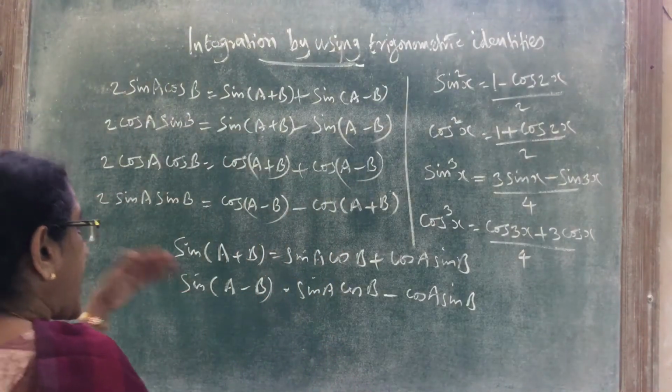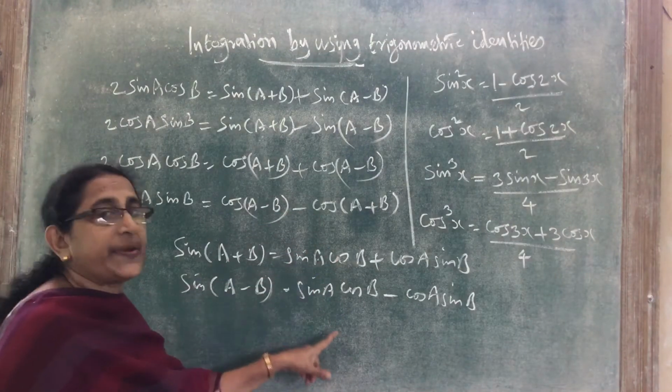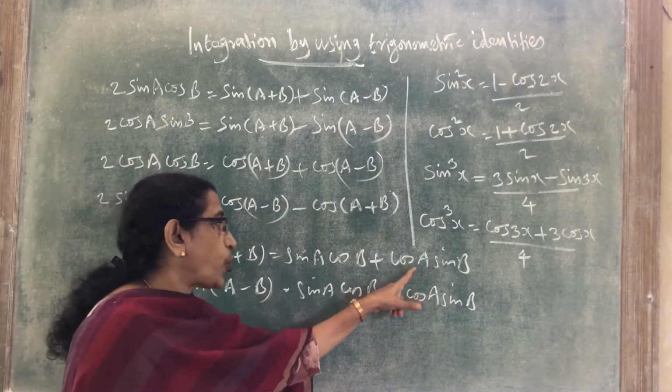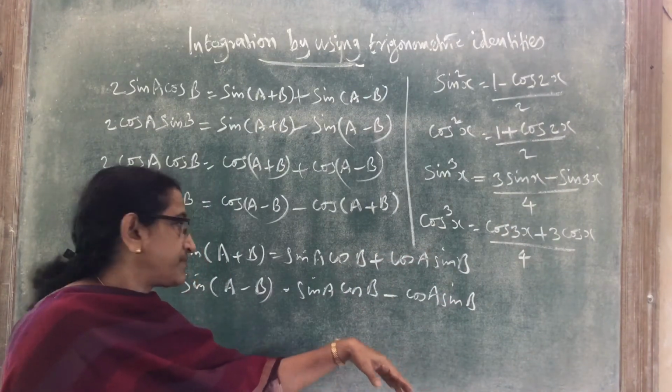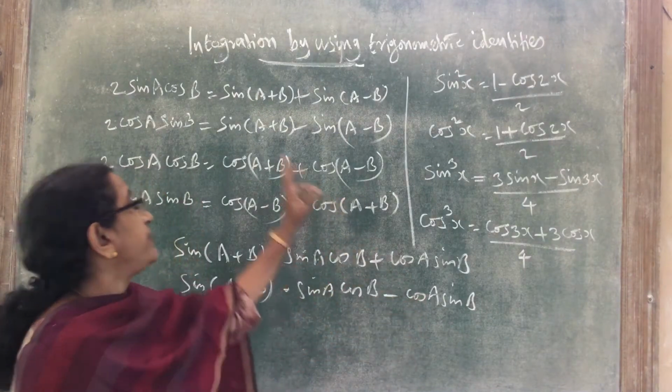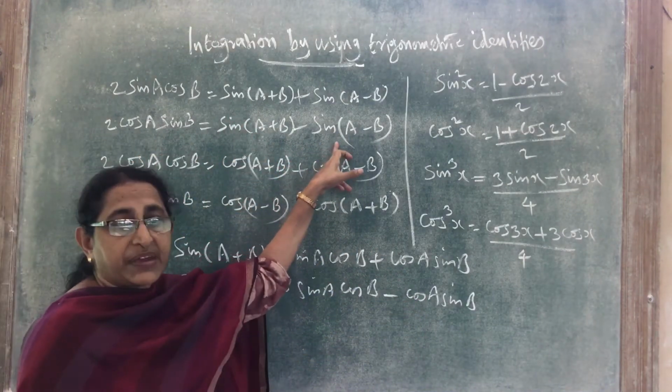Similarly, if you subtract, sin(A+B) − sin(A−B), this term will be cancelled and we get 2 cos A sin B, since cos A sin B minus minus is plus. See, 2 cos A sin B = sin(A+B) − sin(A−B).